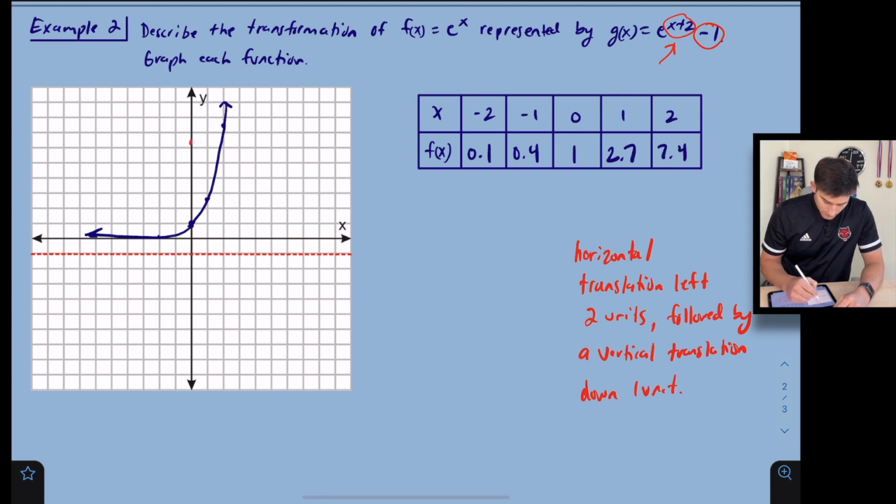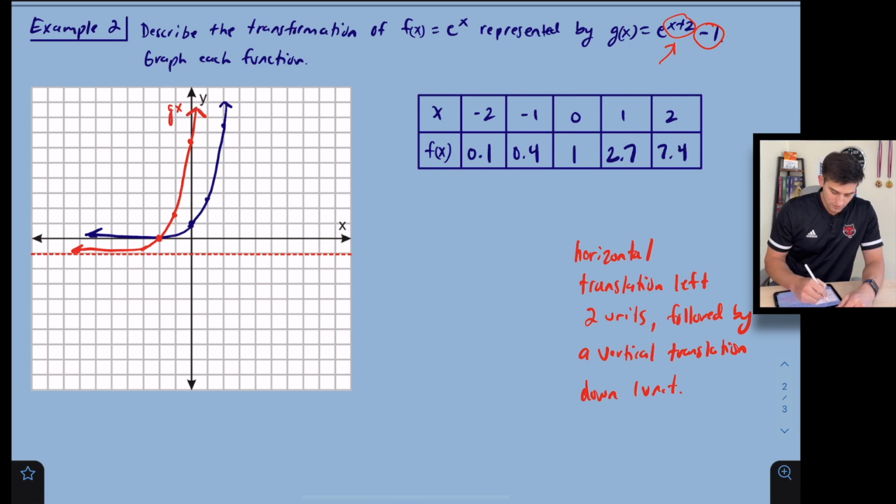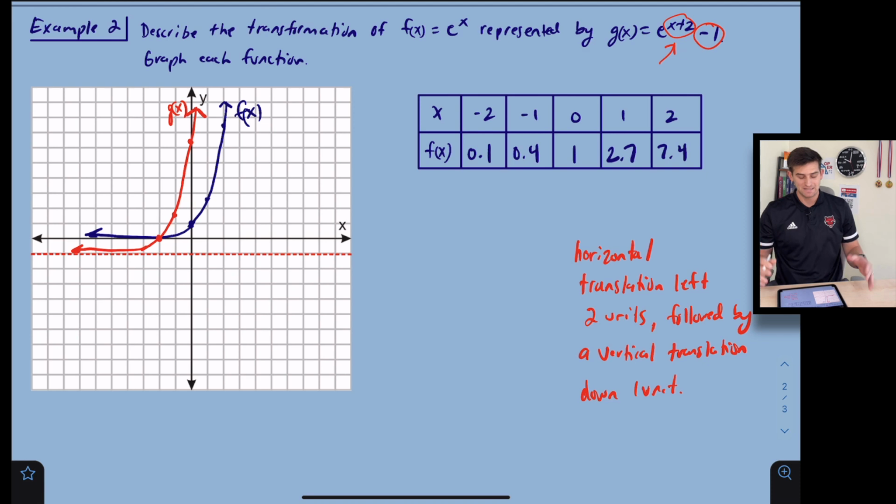So 1, 2, and 1. 1, 2, 1. 1, 2, 1. And we know these points would be approaching this new asymptote. Okay, so like right around in here. Okay, so now we have our g of x function here, and then the original that we had was our f of x function. Okay, and that is example 2.